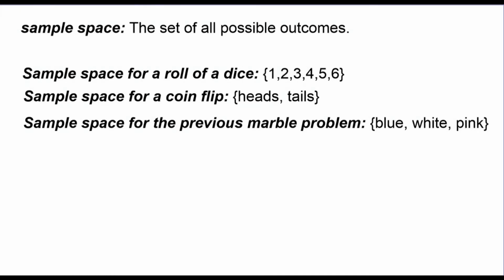And a sample space for a roll of a dice would be 1, 2, 3, 4, 5, 6. All I did was just simply list all the possible outcomes. And there are 6 possible outcomes to rolling a dice, and I listed them. A sample space for a coin flip, heads, tails. Those are the only 2 possible outcomes, so I listed them, and that's my sample space. And lastly, the sample space for the previous marble problem, there were only 3 possible outcomes, blue, white, or pink marble. So I listed all of the possible outcomes there.